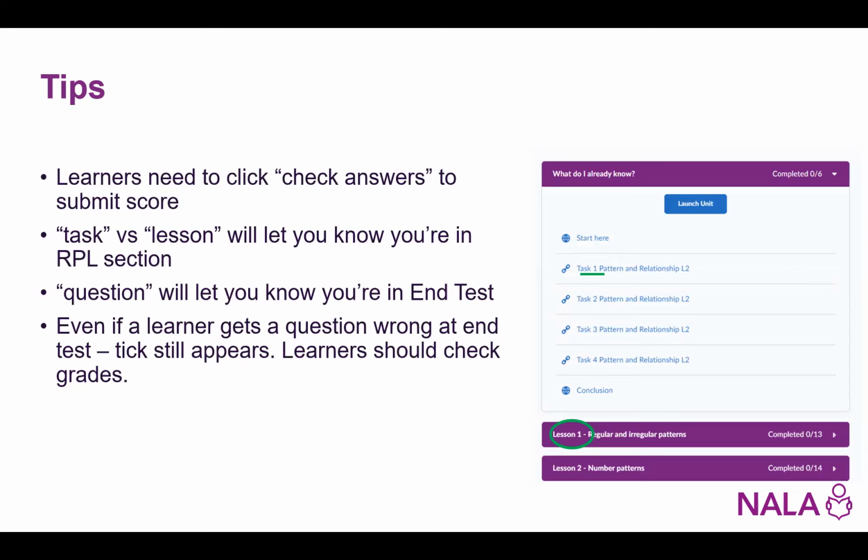The other thing for you to know, as people who might be guiding people through this, is that we use different words for different parts of the courses. So if your learners are doing "What we already know", everything is called task there: task 1, task 2, task 3. When they're doing the lessons, we call everything lesson 1, lesson 2, lesson 3. And then in the end test, everything is called question: question 1, question 2, question 3. So if someone puts up their hand and says, I'm stuck on question 3, you'll know where they are in the lesson based on what they're saying.